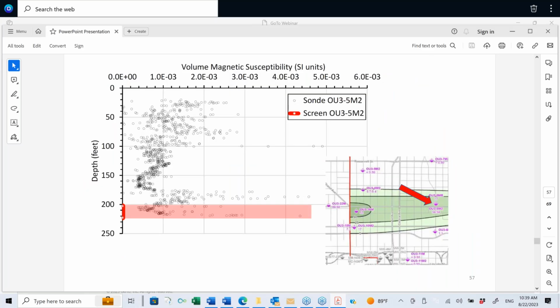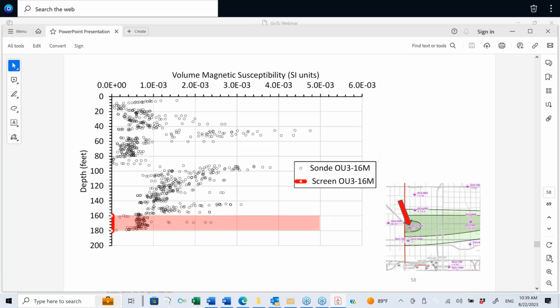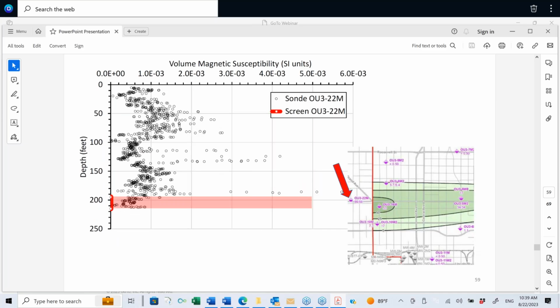So Rick Edwards and Jacobs did the downhole logging with magnetic susceptibility. And so what I've done here is average the magnetic susceptibility measurements over the depth interval of this particular monitoring well, OU3-5M2. So we did that for basically all of the wells. These are 2 other examples of the screen and the variability of magnetic susceptibility in the interval across that screen. And this is in the far downgradient.